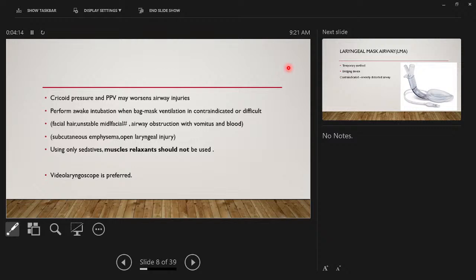Mostly here we start with the sedatives and do not administer much muscle relaxants. And most preferably, if you have a video laryngoscope, proceed with this.